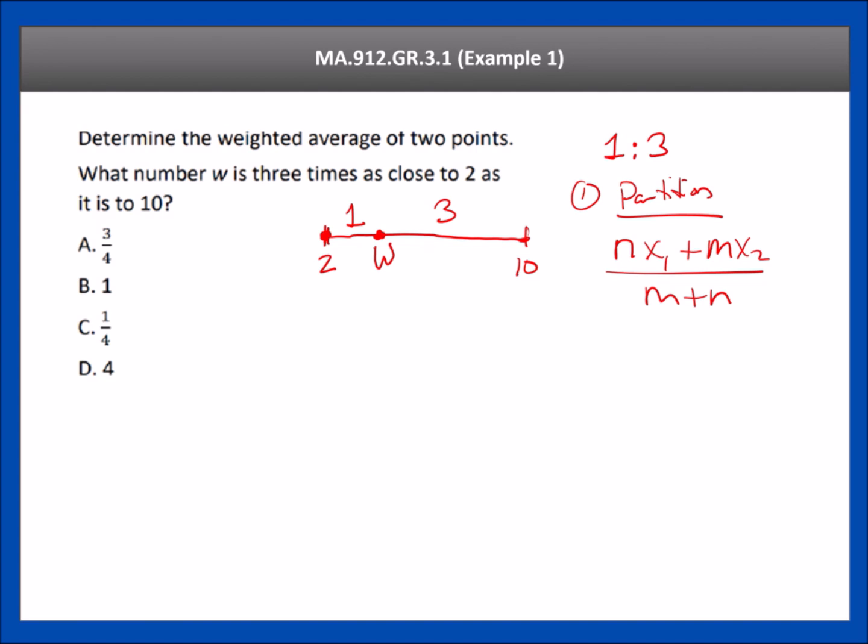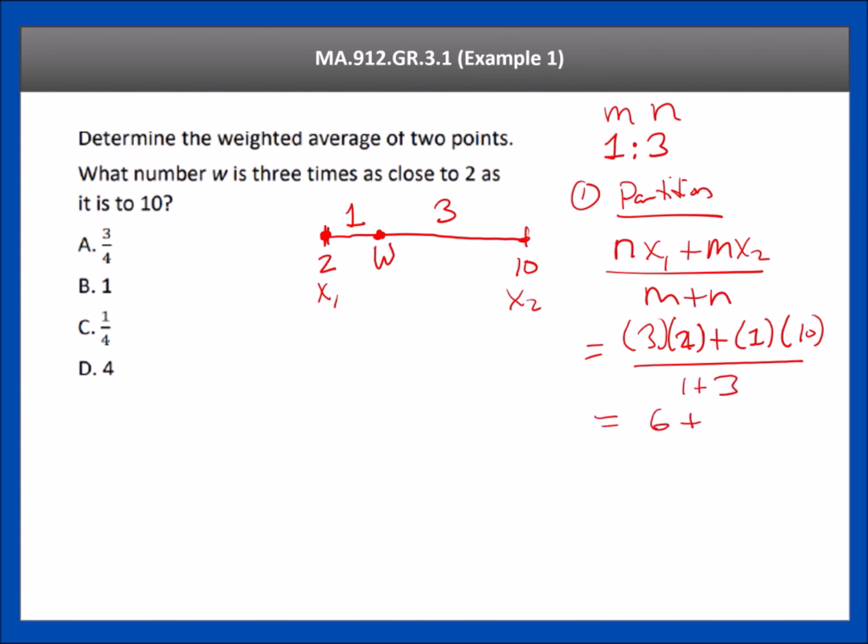There are other formulas out there, but this is the one that is in the book. So in this case, this is m, this is n. You've got your x1, you've got your x2. So we just plug that in. We get 3 times 2, sorry, the x1 is 2, plus 1 times the x2, which is 10, over 1 plus 3. That gives me 6 plus 10 over 4, which is 16 over 4, which is just 4. So we got an answer of 4.